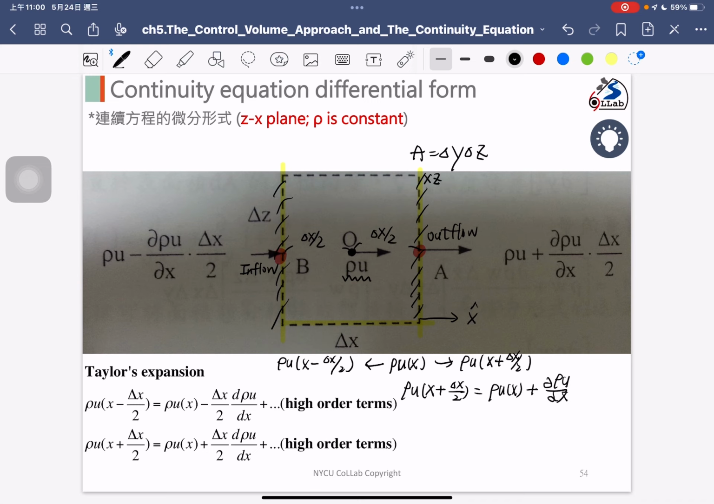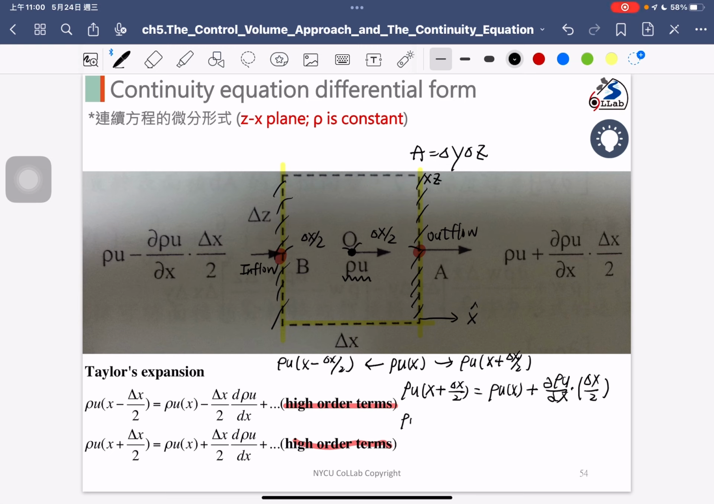We assume the density ρu changes linearly along x, with a small location difference. Higher-order terms, such as Δx squared and Δx cubed, can be ignored because Δx is quite small. This is based on the Taylor expansion idea.